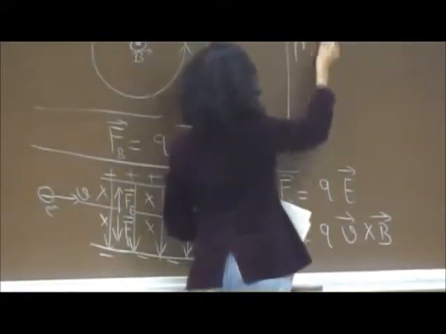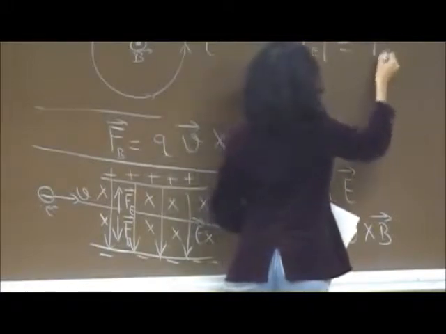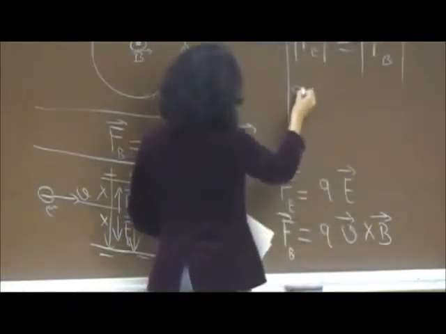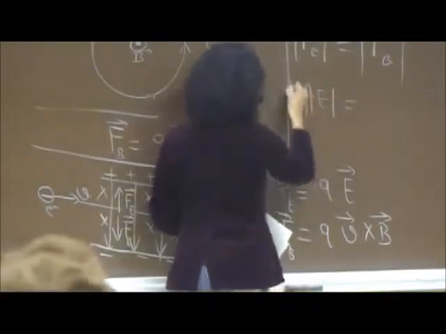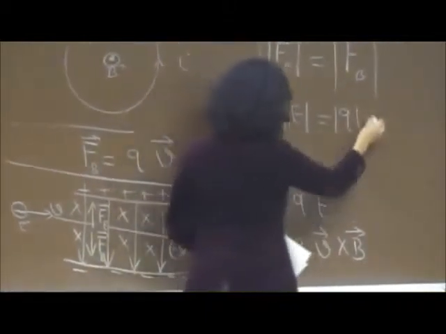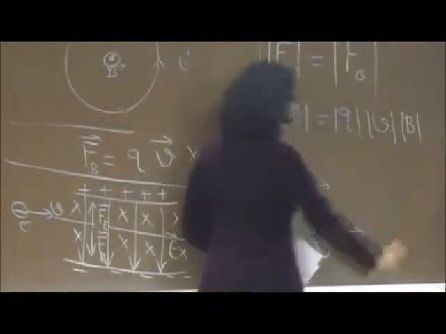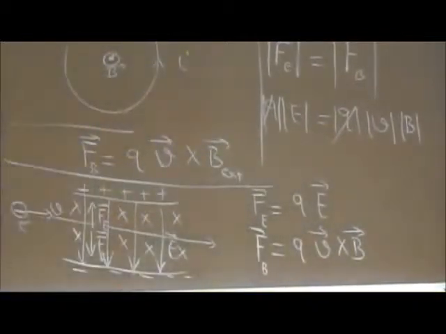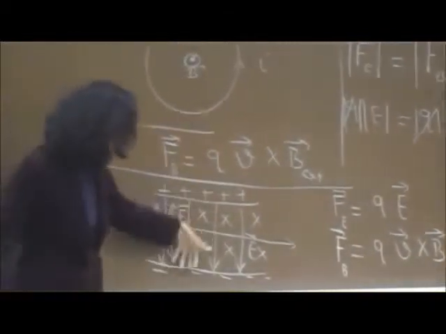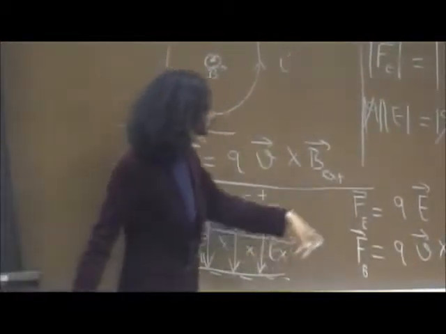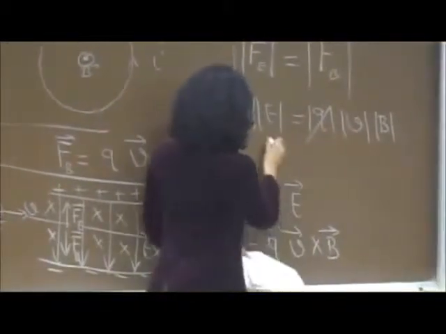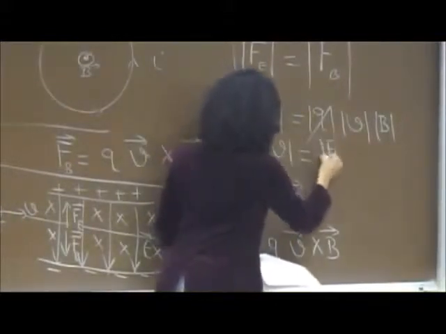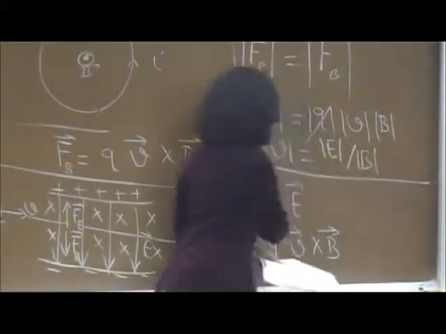If F of E has the same magnitude as F of B, so you can see if Q times E has the same magnitude as Q times V, B times sine 90. Sine 90 is 1 anyway, so Q and Q get cancelled. And so you can see that if the electric field, which is perpendicular to the magnetic field, and have this ratio, V is equal to E divided by B, then there is no net force on the electron, and it is going to go undeviated. Does that make sense?